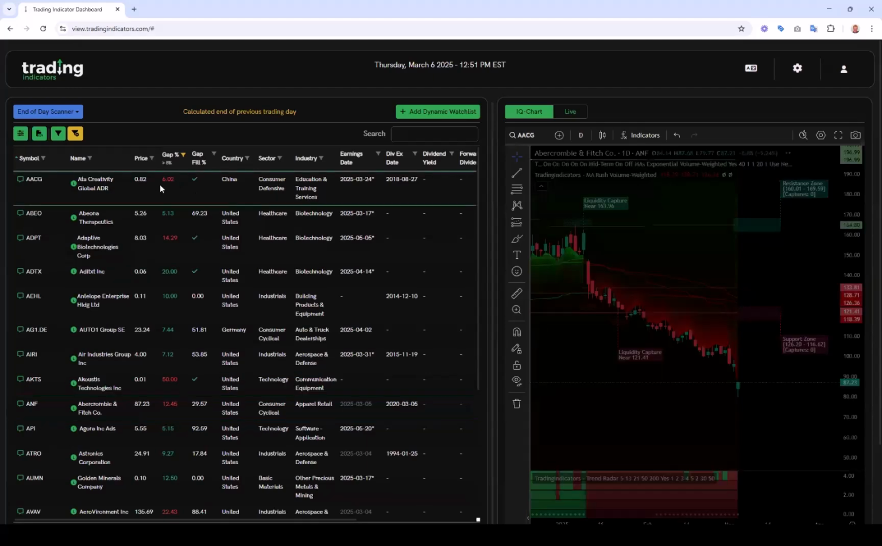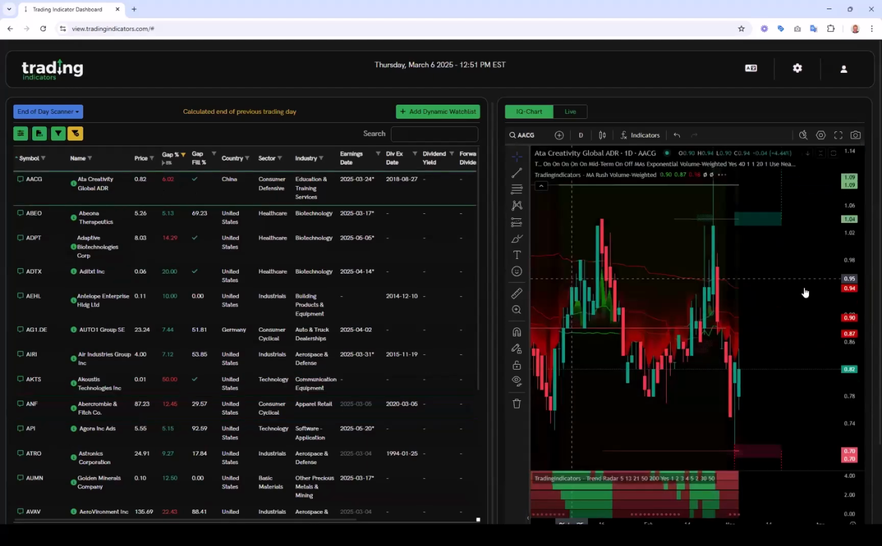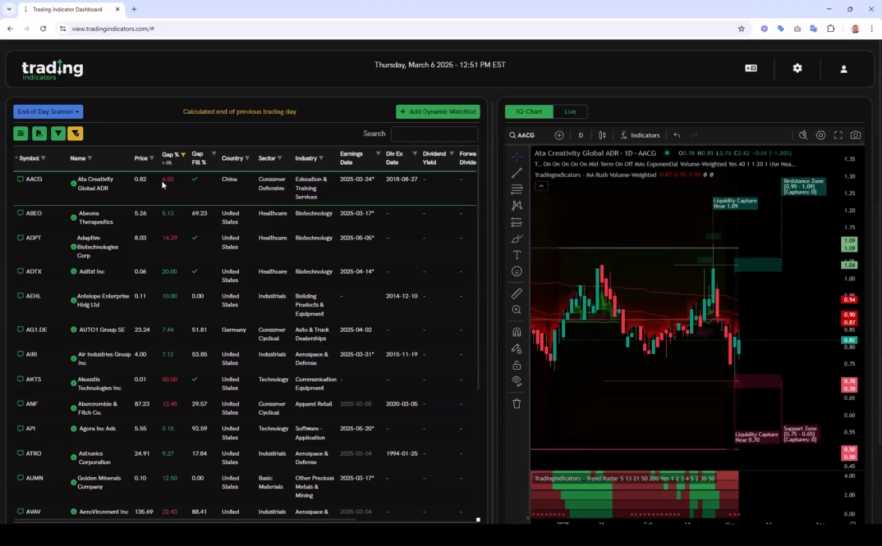This one here, Atta Creativity. Oh, this was the cheap stock here, but it doesn't matter. It had a gap of 6.02%. You can see we gapped down here, and we gapped down here, but this candle filled the gap already. Let's see, the wick of this candle exceeds the close price of the prior candle. This gap was filled. And we can see this on the dashboard by this little checkbox here.